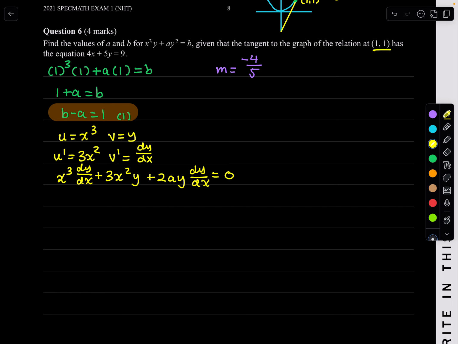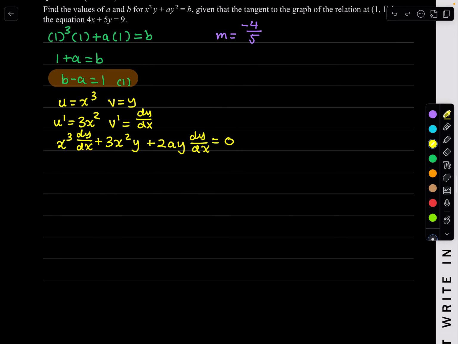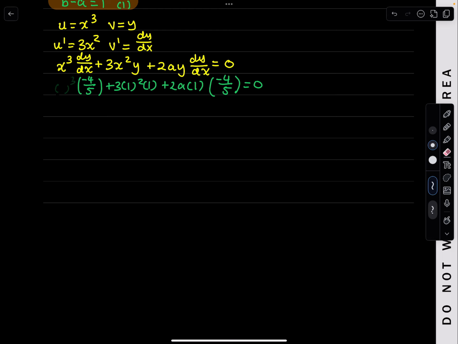We have the x and y coordinates, and we know what the gradient is. It will give us negative 4/5, the gradient of the tangent. So we can sub those all in there. So if I sub in 1 to the power 3, dy/dx is, of course, negative 4/5, our gradient, plus 3 times 1 squared, and, of course, y, 1, plus 2a, y is again 1, dy/dx is negative 4/5, equals 0. Again, these are all going to be 1, so you don't even have to worry about these.